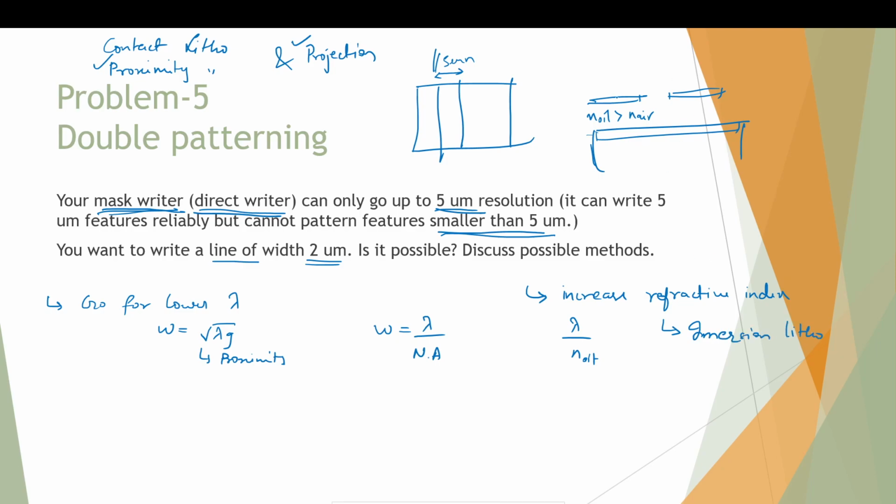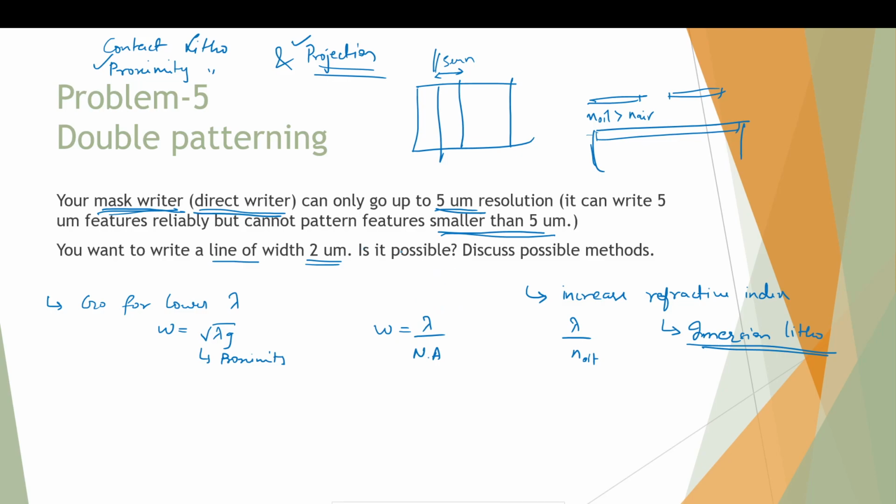A similar principle will also work in the case of projection litho. So this technique is also there, in which we put some higher refractive index material in between the mask and the substrate, and by using that we can effectively reduce the wavelength and again get a finer resolution. But say we cannot even do that.